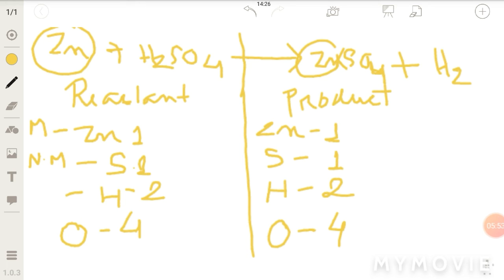First you should balance the metal. So zinc is 1, here also 1, so it is already balanced. And non-metal sulfur has 1, in the product you also have 1, so it is also balanced. Similarly you check the hydrogen, it has 2, and here it also has 2, so it is balanced. Then next comes oxygen, where oxygen is 4, here also 4, so this equation is already balanced. Let us check some unbalanced equation.